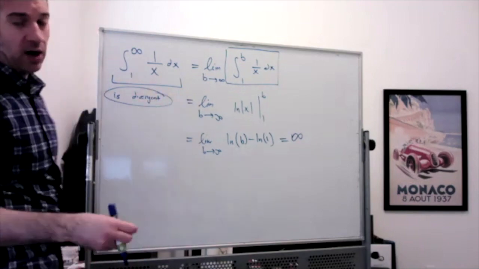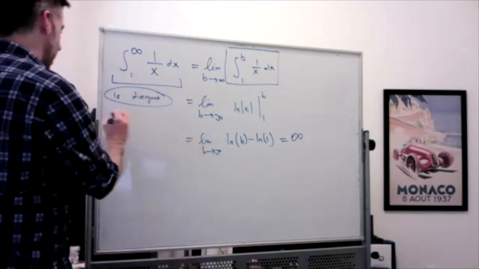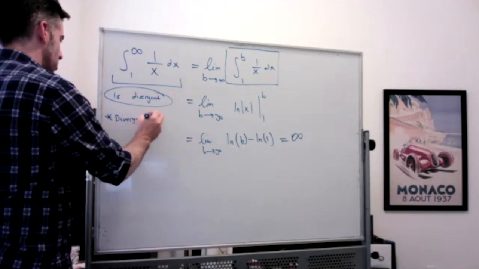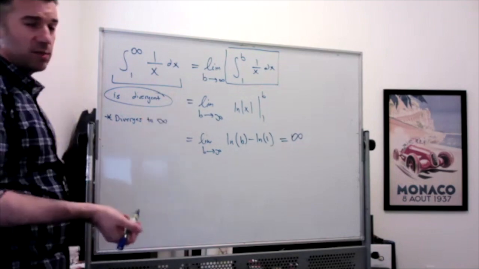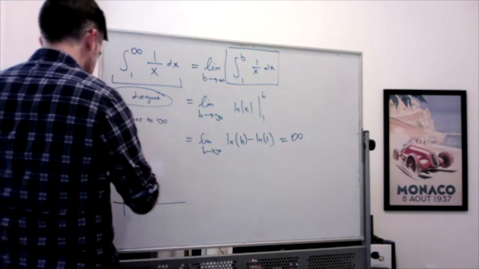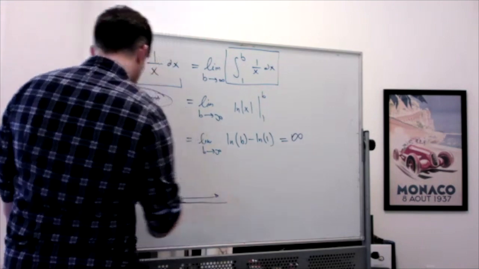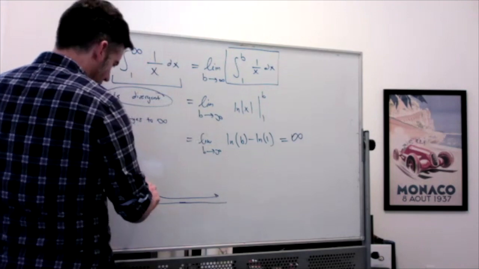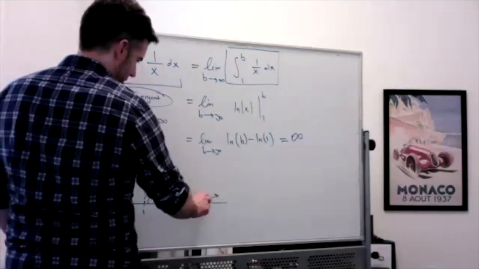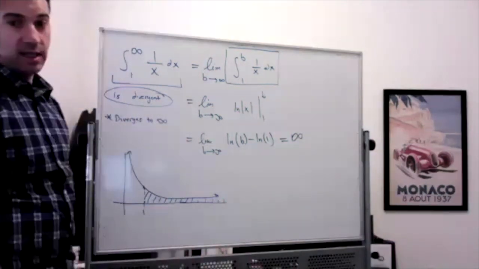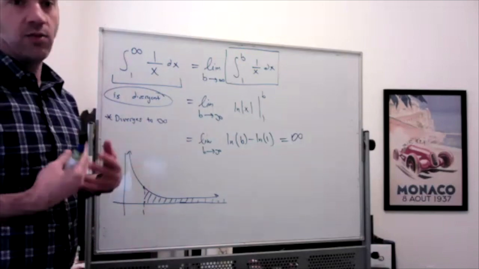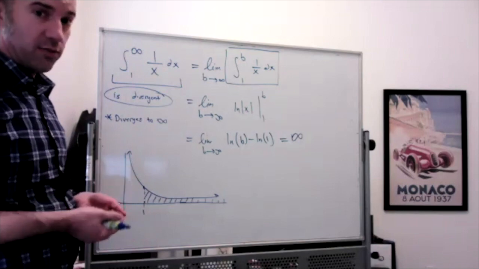Specifically here, although you don't really need to, you could say it diverges to infinity. So this particular function, 1 over x, looks like this. All this area here under the curve, as you go further and further and further out, has an infinite amount of area. So that's how you typically deal with an improper integral.